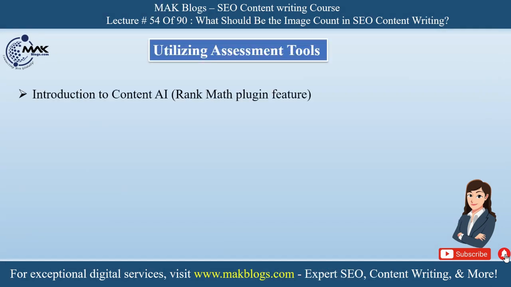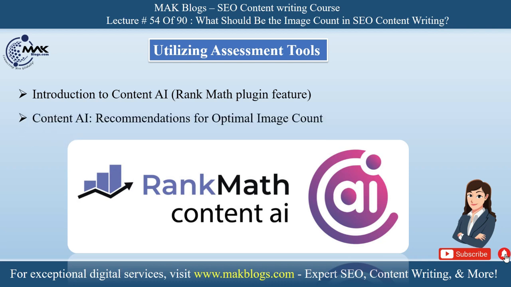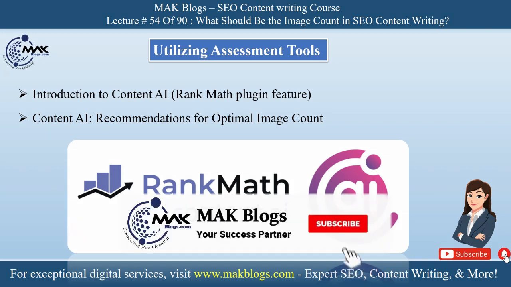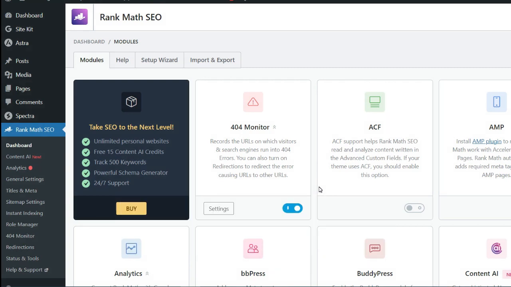While manual assessment is crucial, you can also utilize tools for research and experimentation. One such tool is Content AI, which is a feature of the Rank Math SEO plugin. We will delve into it in detail later. This paid tool suggests the optimal number of images for your content based on keyword analysis and content assessment. Returning to our main point, let's demonstrate how to use the Content AI tool to determine the ideal image count.